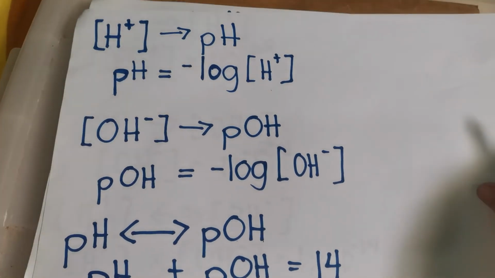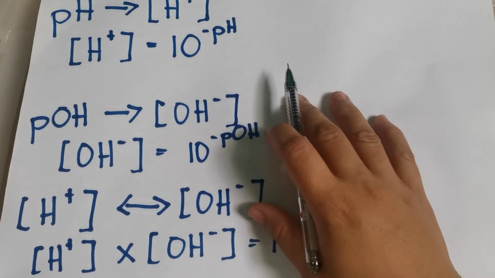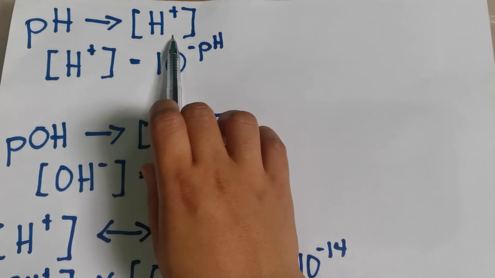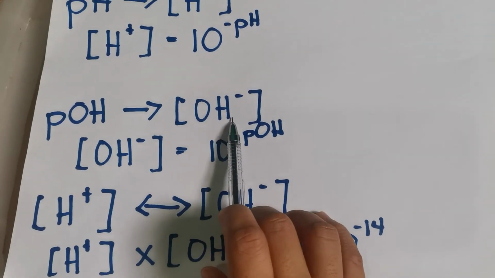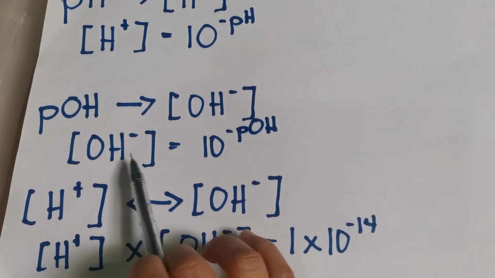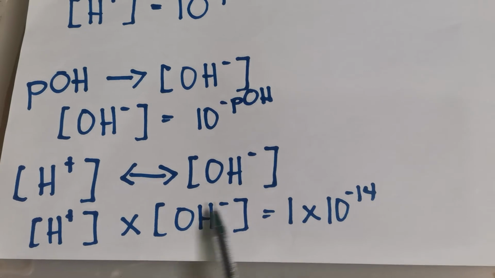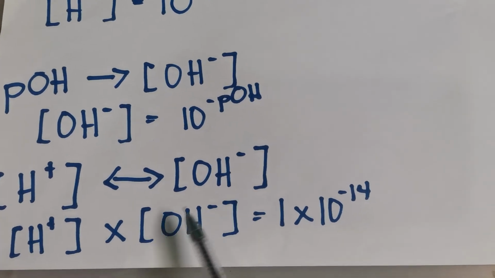So we have here, for the problem I gave you a while ago, that's first. The next one is if we have the pH and we are going to find the H plus, this will be the solution formula. For pOH to OH negative, this will be the formula: OH negative is equal to 10 raised to negative pOH. And this one is the last formula, H plus, vice versa to OH negative.